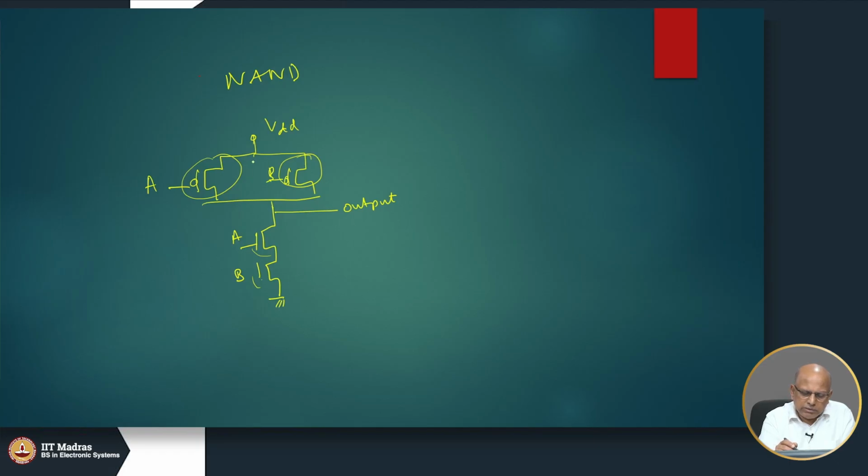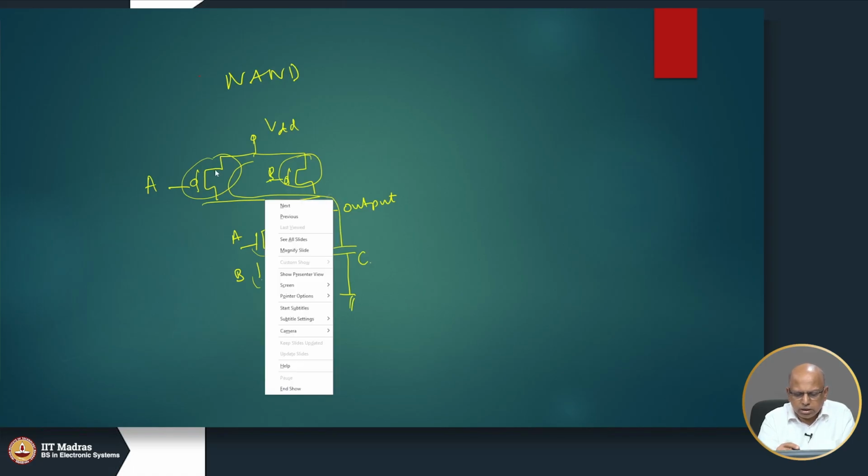So, if A is 0, the charging will happen. This may be the output capacitance that will get charged, and when it reaches close to VDD, this guy will turn off, both of them will turn off.